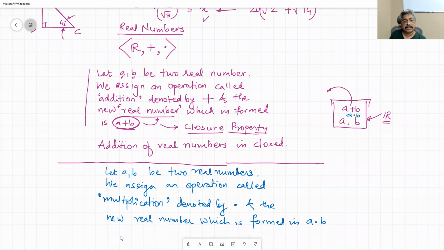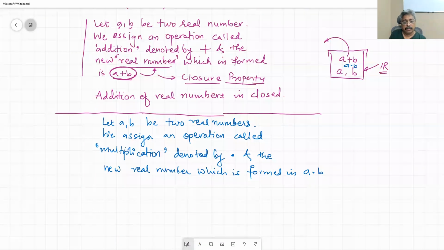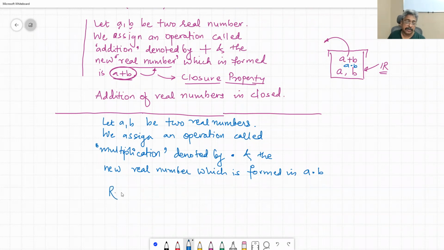Is it a correct English statement or not? I don't know. But okay, let me change it here. Real numbers are closed under multiplication.